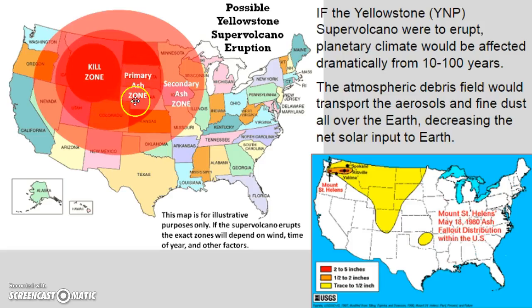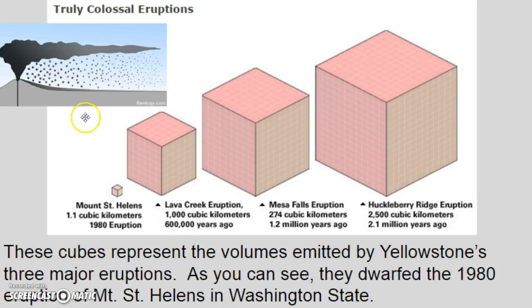So here's a map. This is what would happen if we were to experience a Yellowstone National Park mega eruption, a supervolcano eruption. Pretty much anything in this zone would be dead. Here would be your primary ash fallout zone, and this would be a secondary ash zone. If I compare this to Mount St. Helens, look how large Mount St. Helens was. Remember, we're talking about volcanic eruptions on a much, much, much larger scale.